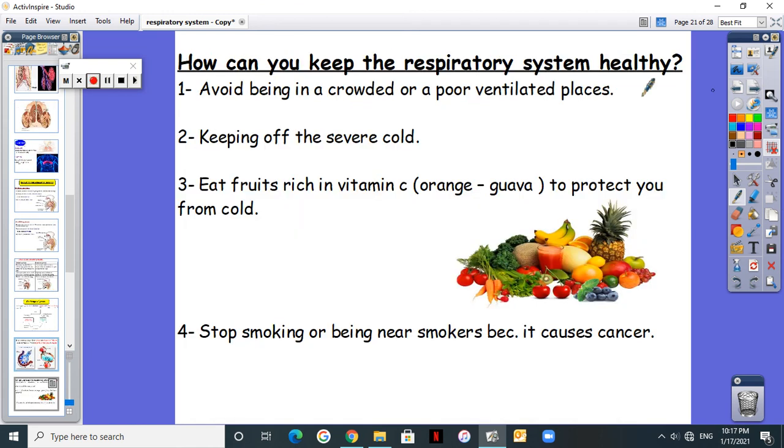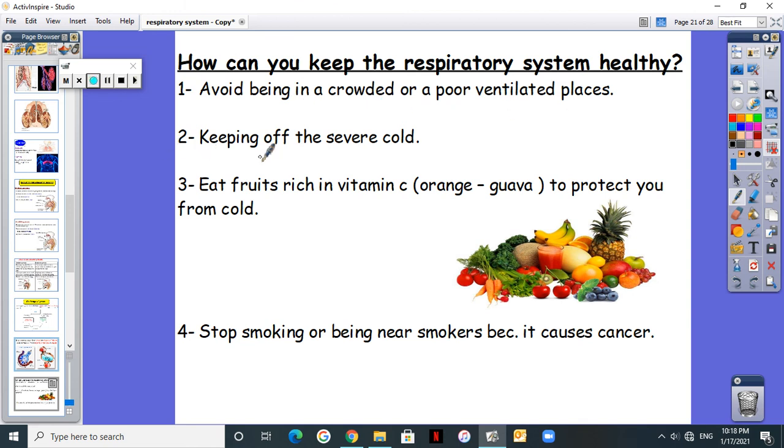Okay, how can you keep the respiratory system healthy? Number one, avoid being in crowded or poorly ventilated places. When you enter a room, you should open the window to let the air get into and out of your room. So avoid being in crowded or poorly ventilated places.